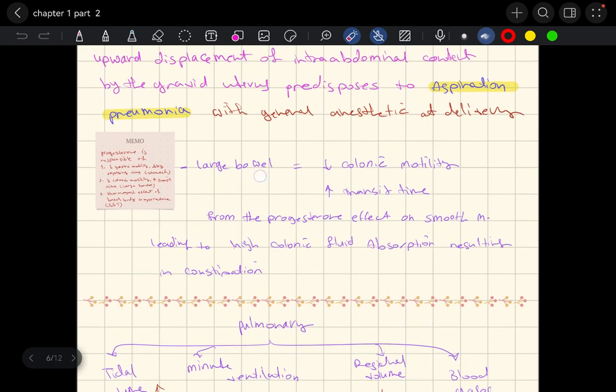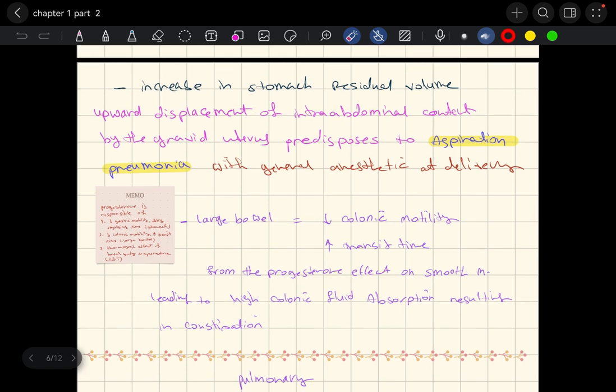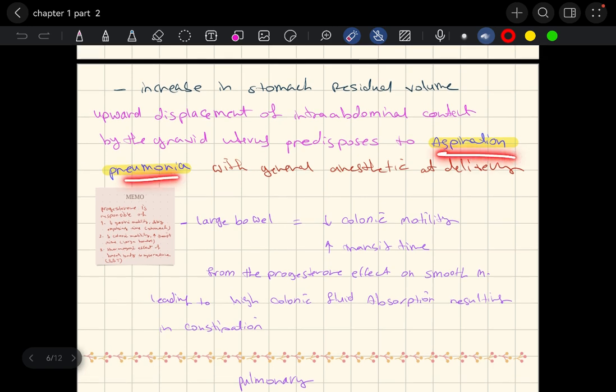And here we have the large bowel. In the large bowel we have low colonic motility and high transit time from the progesterone effect on smooth muscle, leading to high colonic fluid absorption, resulting in constipation. So in the large bowel we have constipation. In the stomach we have aspiration pneumonia.